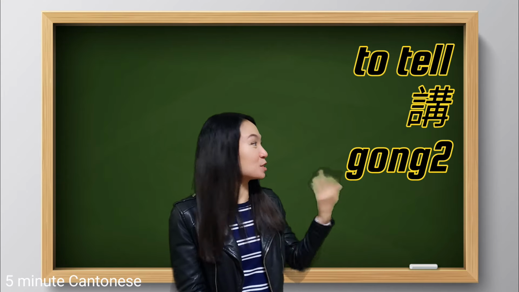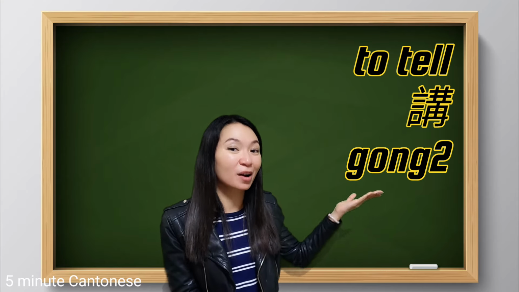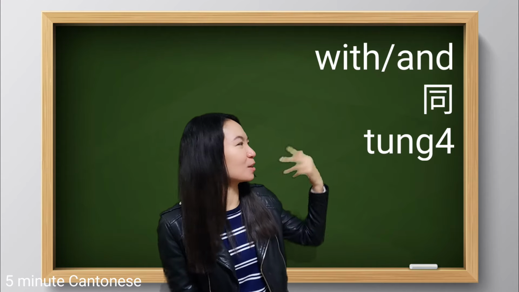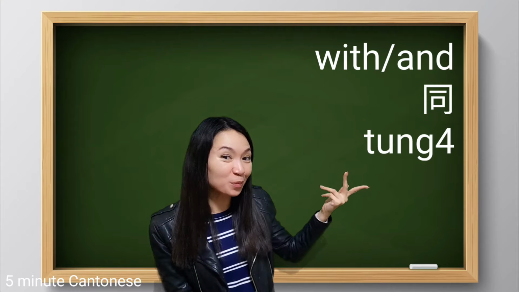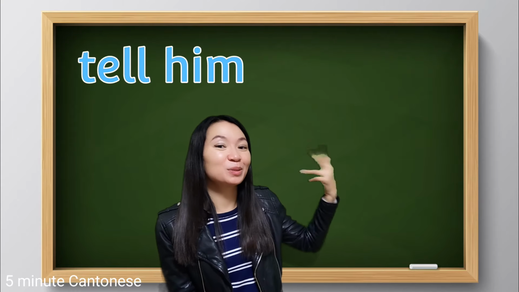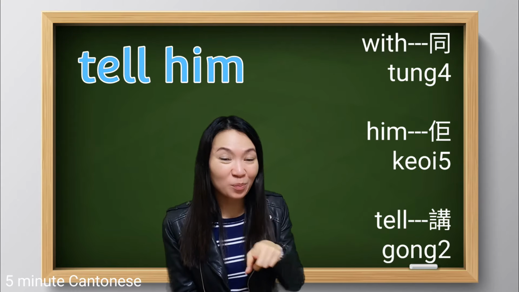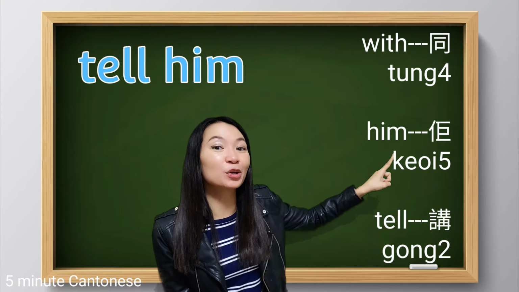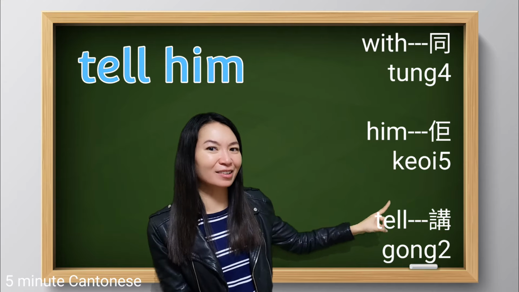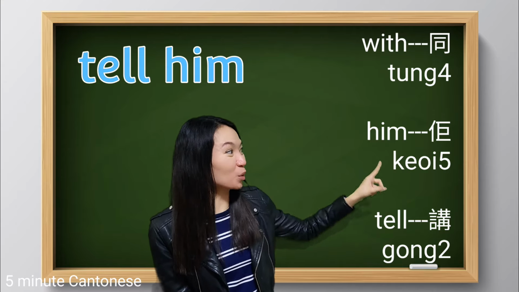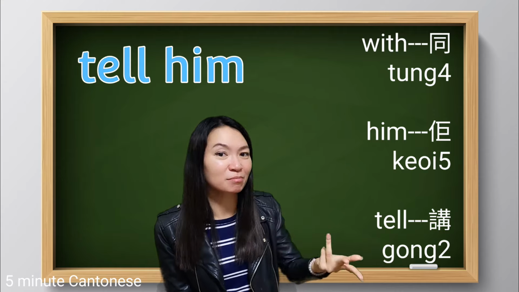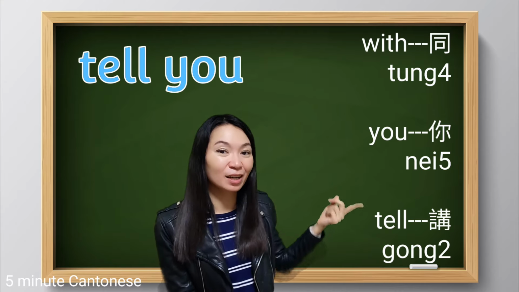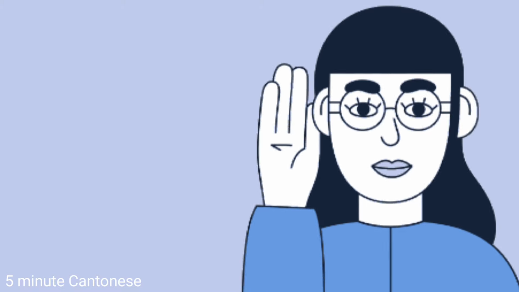Last but not least, to tell. Well, in Cantonese, to tell, we can also use the verb 講, but we need to add the preposition with. For example, tell him, you can say 同, with, okay? Him, 佢, and then to talk, 講. 同佢講 means to tell him. So how to say to tell you, right? 同你講, okay?